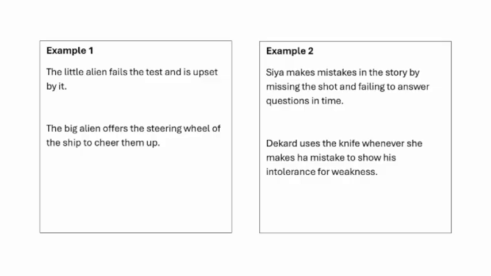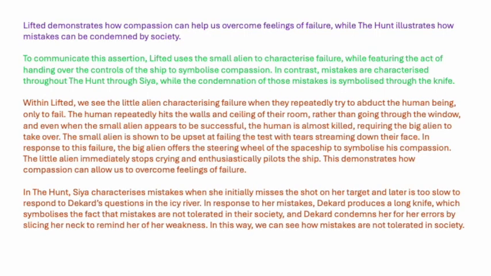I need to remember that the little alien who characterizes failure fails the test and gets upset. But I'm going to give some more descriptive detail about how I know that the little alien is upset and why that's important. And you'll see that coming out in what we write next. To make things clearer, I've broken my evidence sections into two. One is about Lifted and one is about The Hunt. The structure of my evidence follows the dot points that I had in my plan.